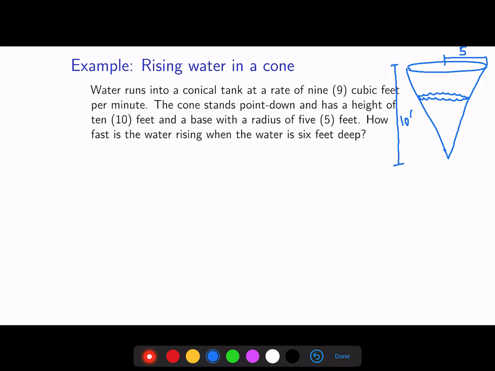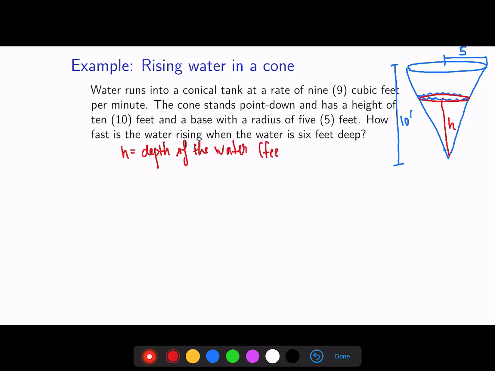The question asks, how fast is the water rising when the water is 6 feet deep? So we have this water level, and as water flows in, the water is going up. We want to know how fast is that water level rising. So in the problem, I guess we need to have a variable that describes the height or the depth of the water. So let's do that. I've got my water written into this picture, so say that that's the surface of the water, and there's going to be a depth here. I'm going to call that depth h. So let h be the depth or the height of the water.